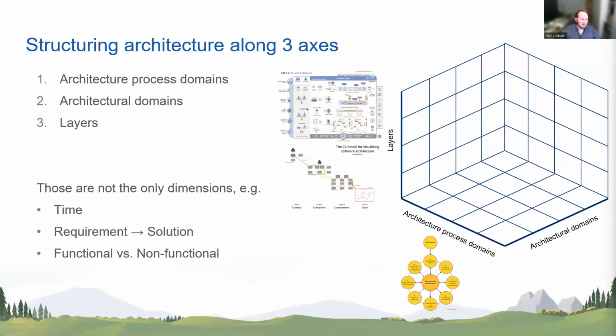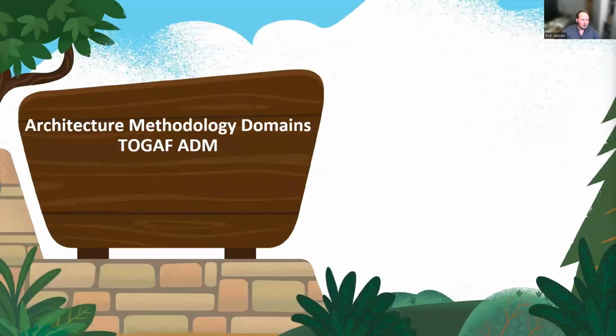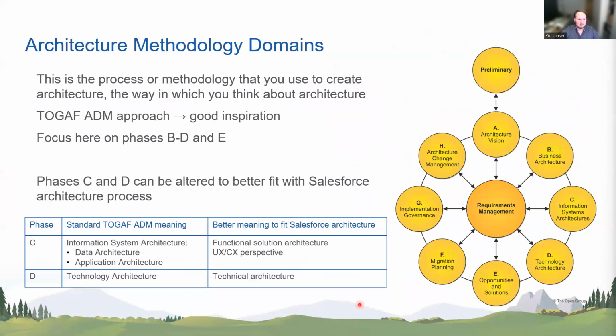And then finally, the third axis is the architectural domains. And those are sort of different perspectives that you can take towards architecture. And I'll cover that one in a couple slides. So a bit more context. So first, the TOGAF ADM.